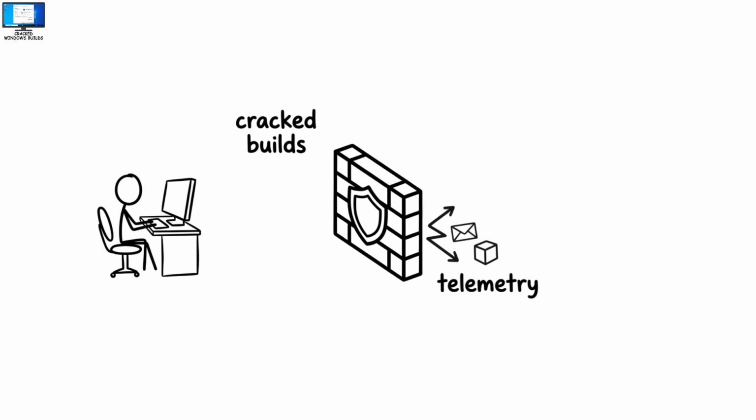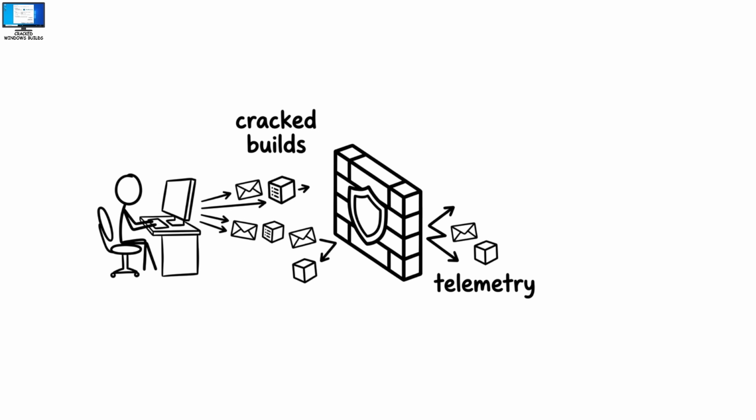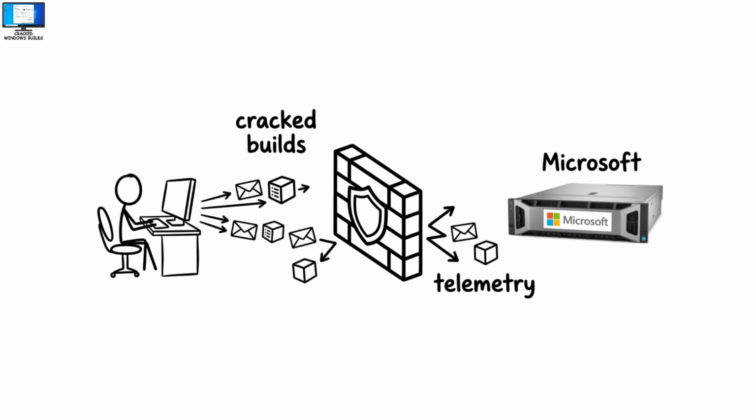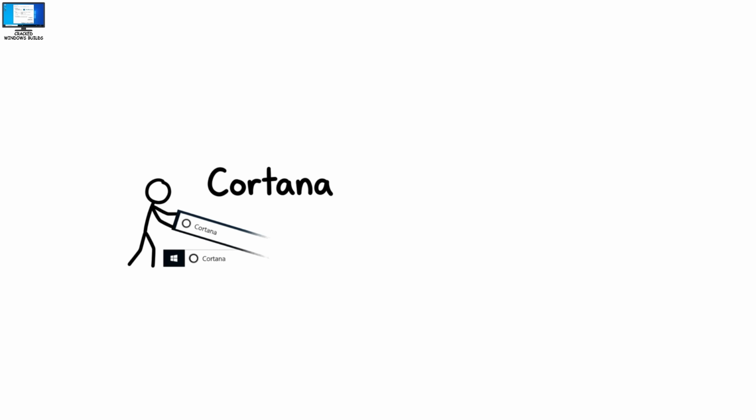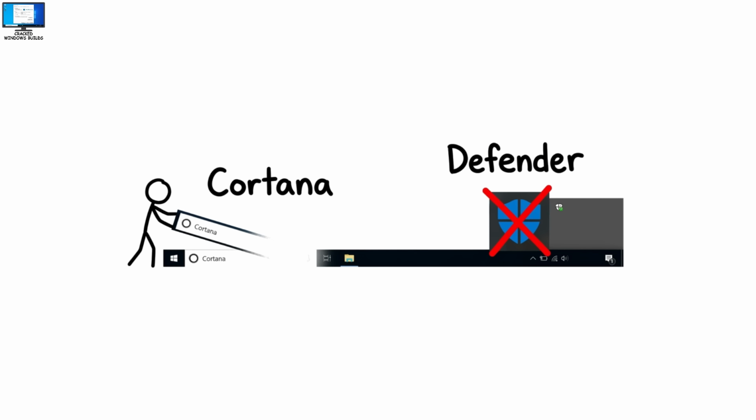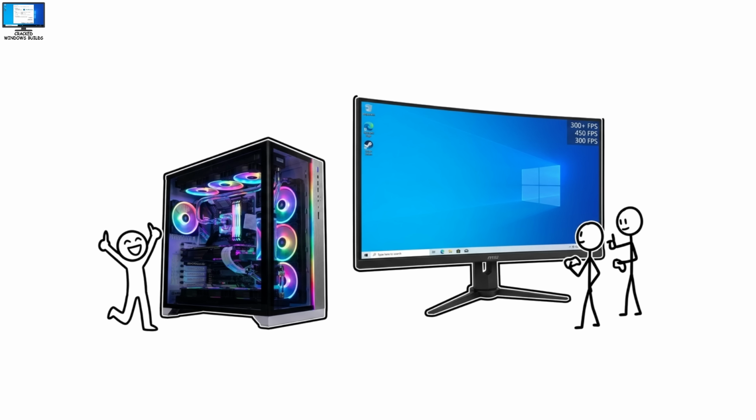Some cracked builds go further. They strip out telemetry, which is the data Windows sends back to Microsoft. They remove Cortana, disable Defender, and cut features to make the system lighter. These are called debloated builds, popular with gamers who want maximum performance.